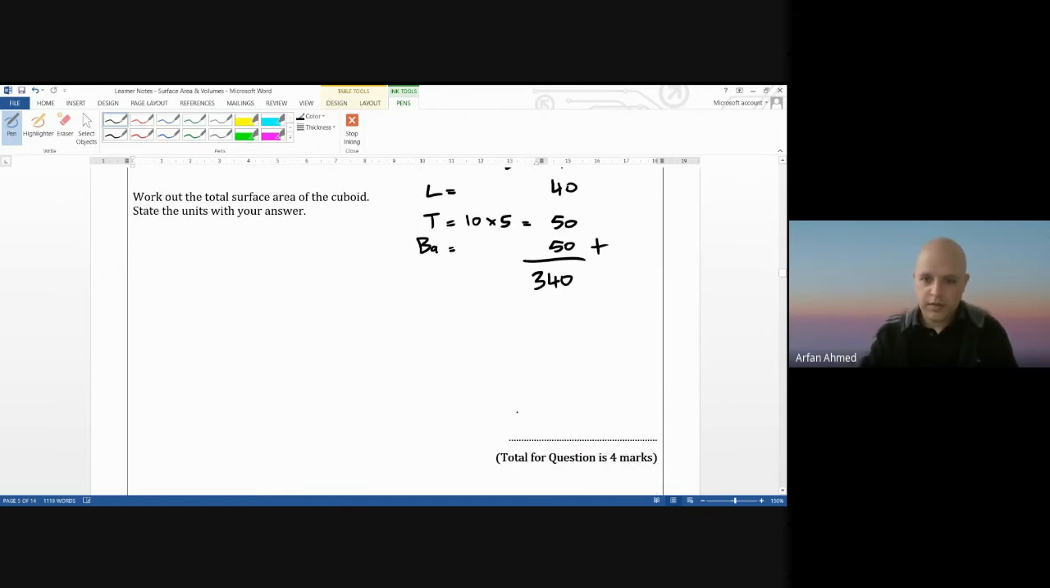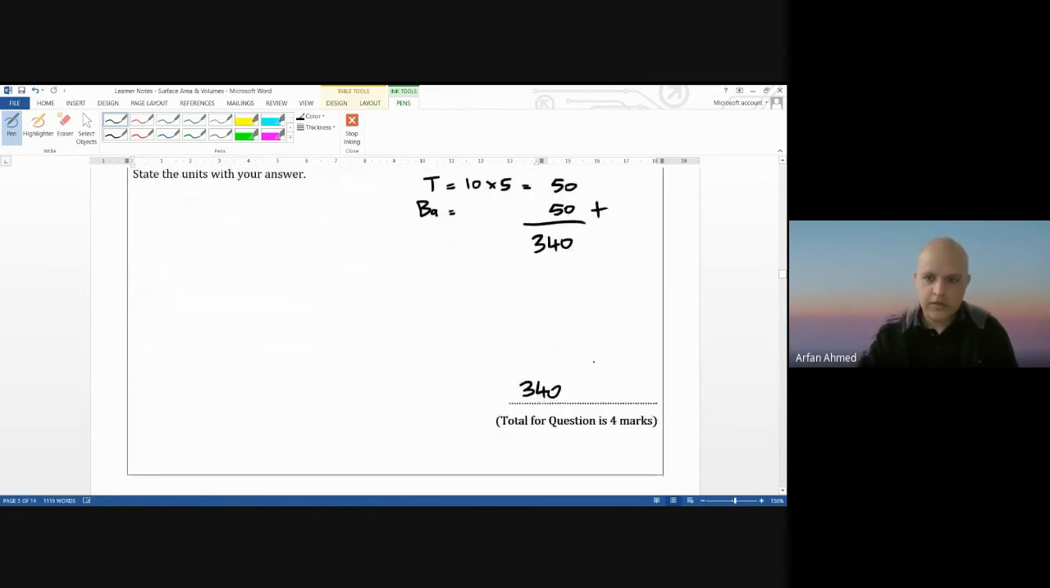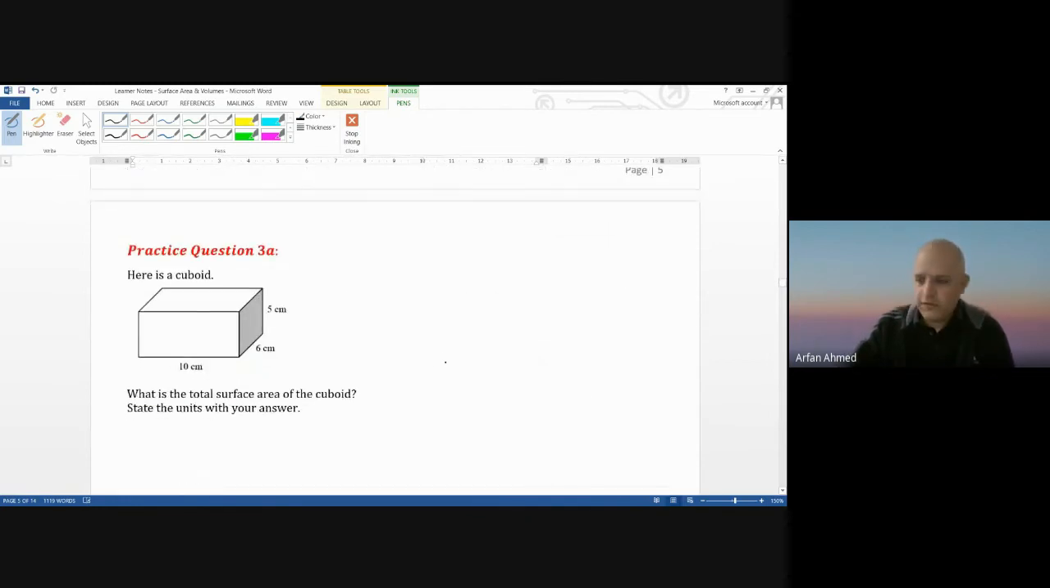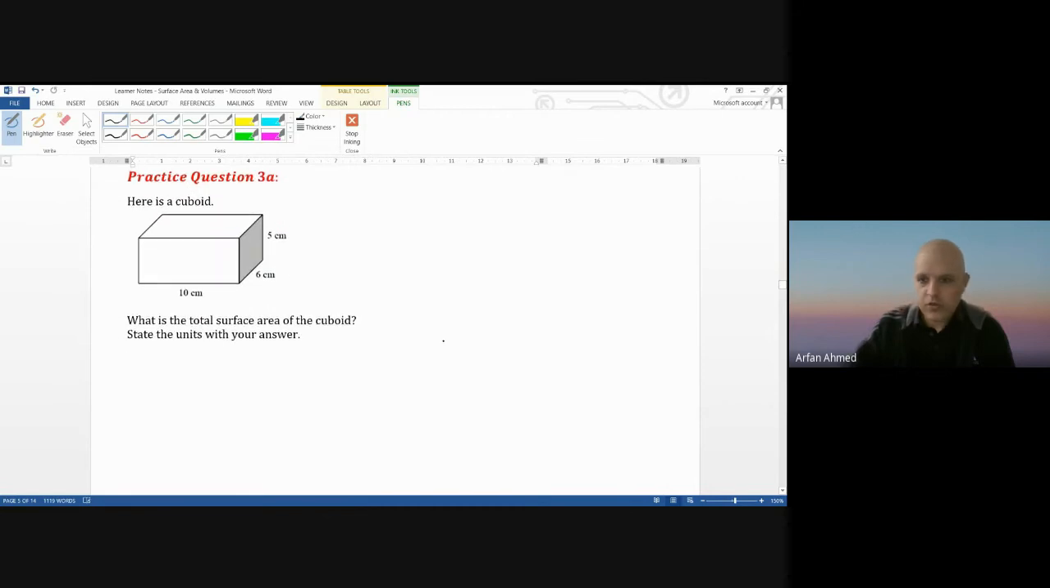And that's going to be, just double check, centimeters squared. Don't forget the centimeters squared. Yep. Have a go at the next one yourself. Pause the video. When you're done, just unpause it.